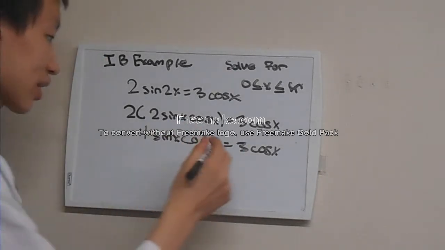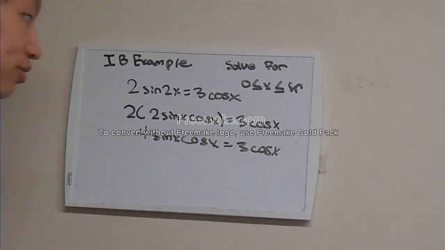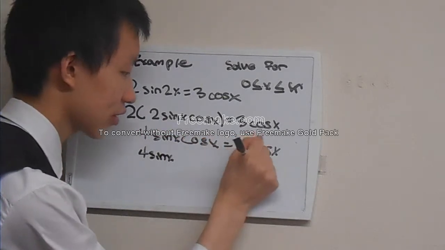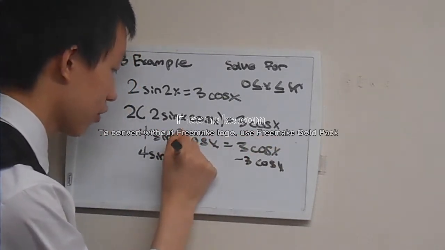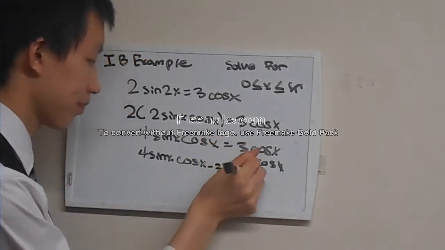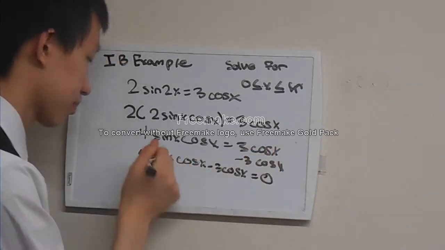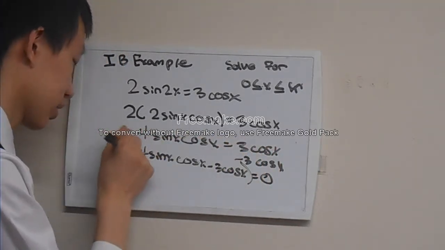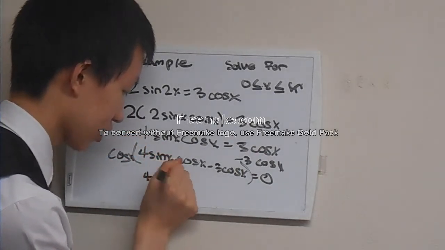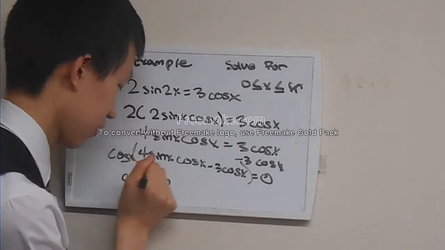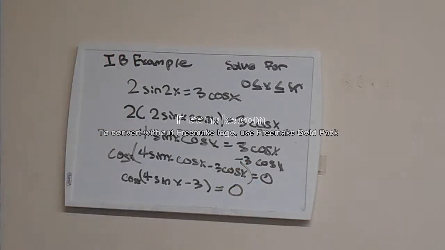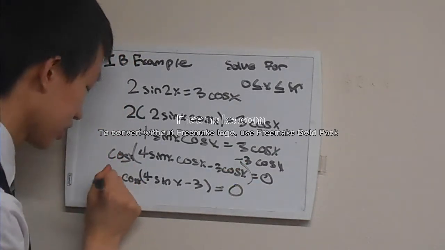I can tell that by subtracting the 3 cosine of x, we can then factor out that cosine of x. So by subtracting 3 cosine of x, we're left with 4 sine of x cosine of x, minus 3 cosine of x, which is equal to 0. So factoring out the cosine of x, we're left with cosine of x times 4 sine of x minus 3, which is equal to 0. So cosine of x equals 0 is simple.